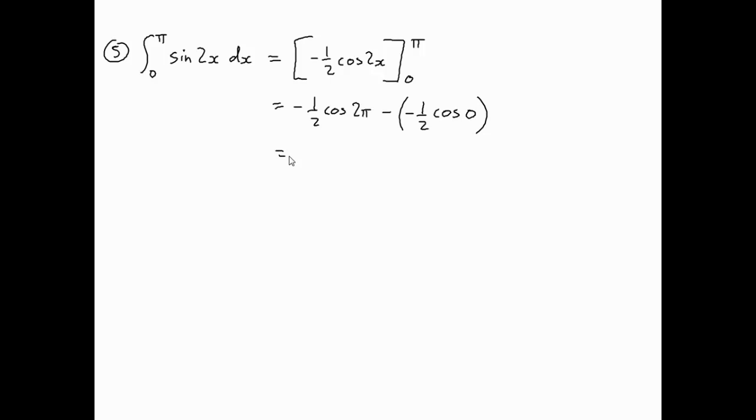What do I end up with? Well, minus a half cos 2 pi. Cos 2 pi is 1, so that becomes a minus a half. Plus minus a half cos of 0. Well, cos of 0 is also 1, so that becomes plus a half. So that equals 0.